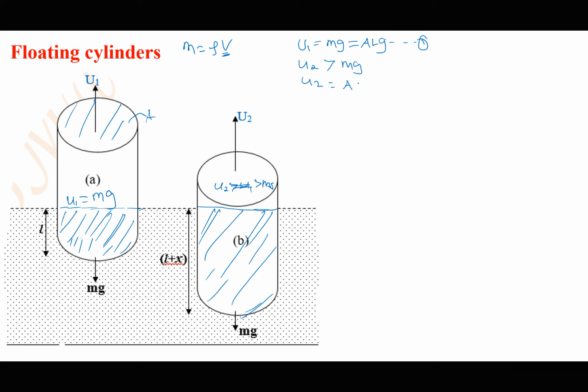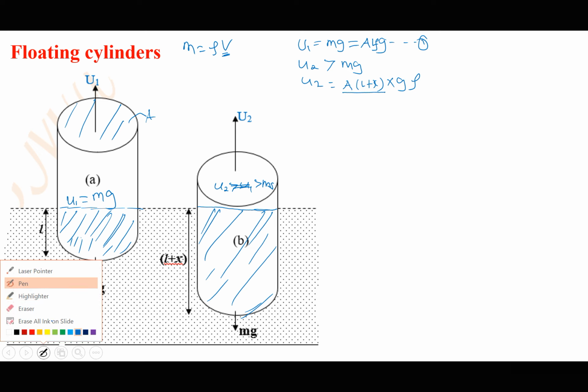So the cross-sectional area A times the height submerged, which is going to be L plus x. This is the volume submerged, because mass is density times volume. Then we shall multiply this by g. Oh, I am forgetting the density. So I have to add the density here, because it's mass. Let me try to correct this.